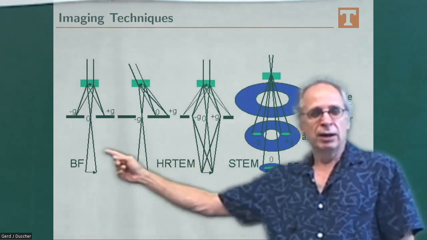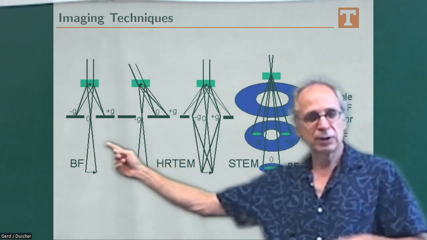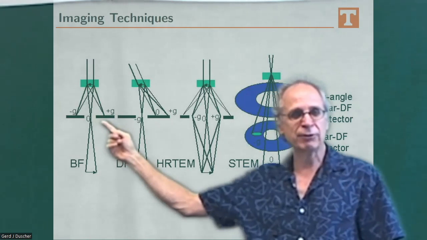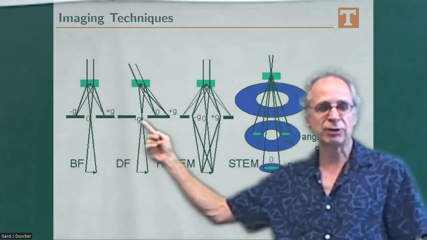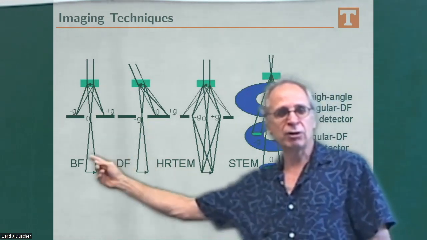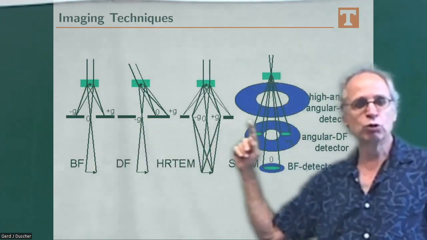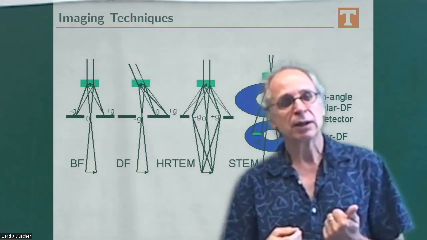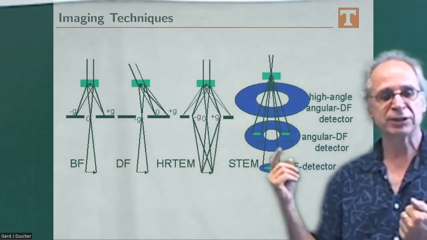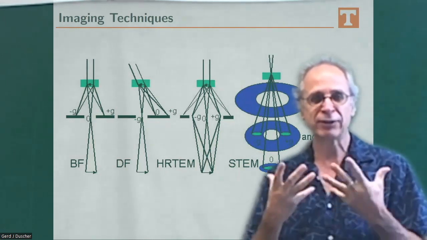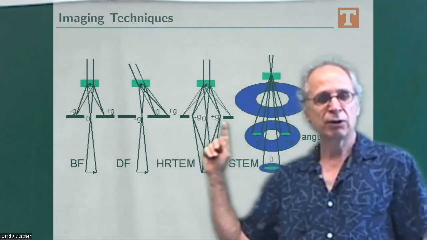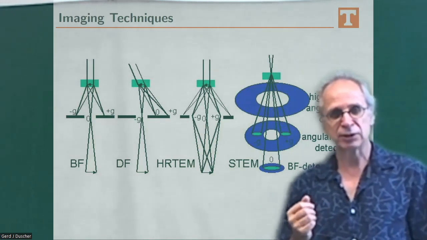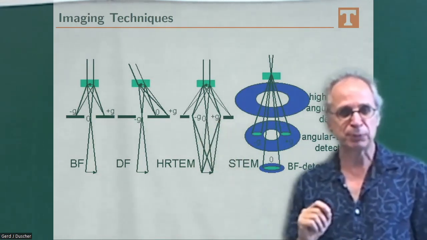In parallel illumination, if we only use the zero beam, the undiffracted one, we get a bright field image. If we use anything that is diffracted, we get a dark field image. This is also called conventional TEM. High resolution TEM is a historic term. Of course, we also do atomic resolution in STEM, so this is actually better termed phase contrast imaging. Here we use the phase shifts within the sample and the resulting diffraction, and then the interference between them.